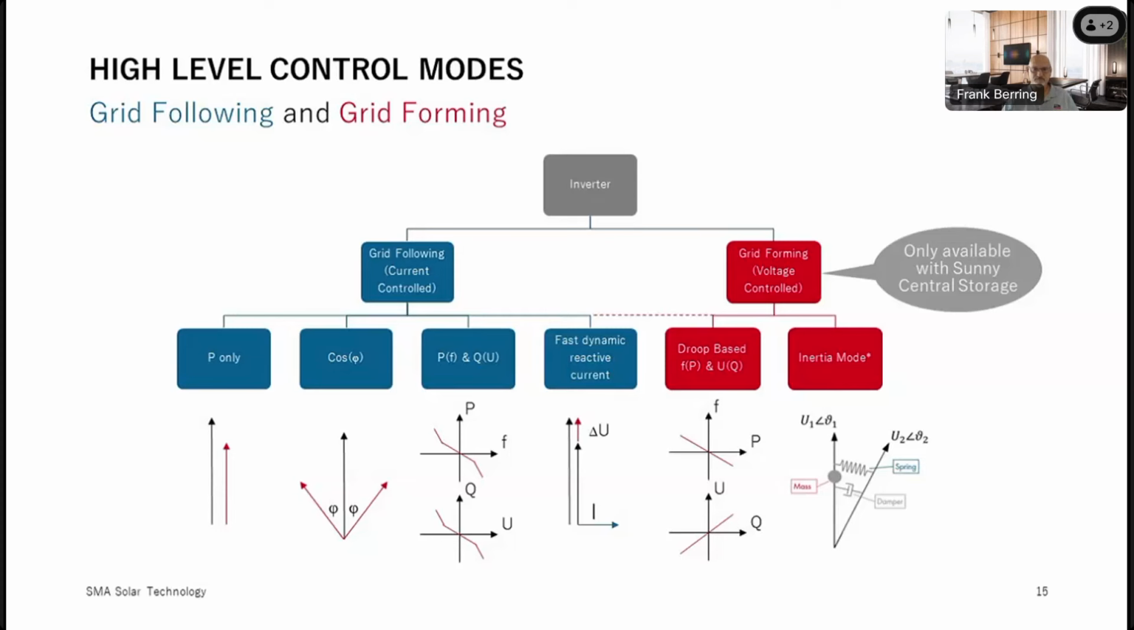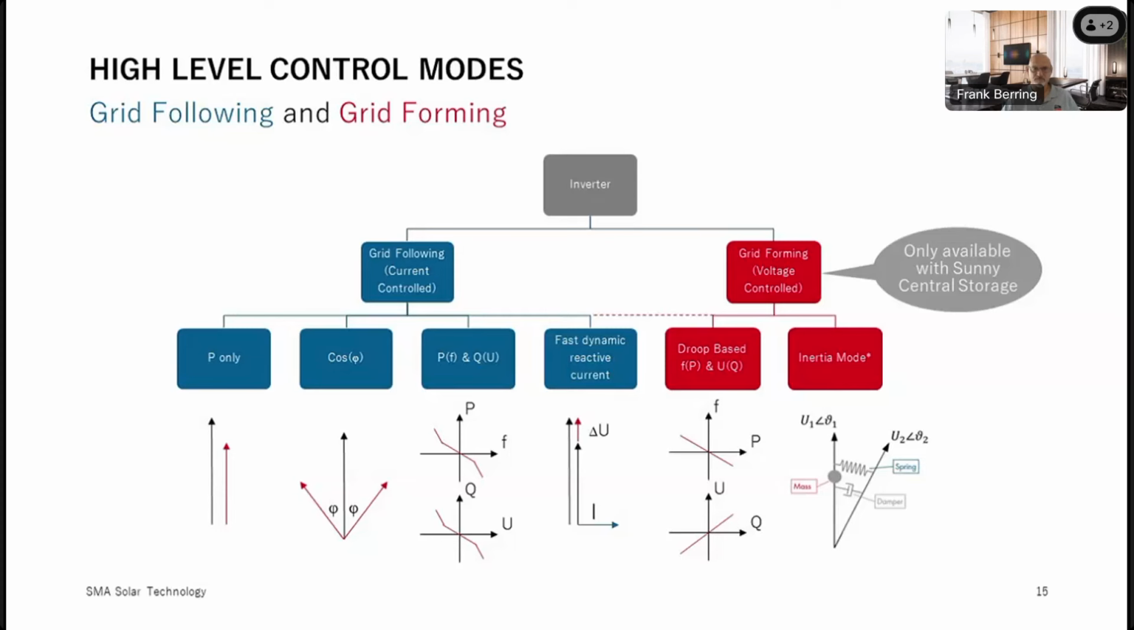What I want to highlight here is that industry-wide, the name for inertia mode is VSM mode, and there's lots to read about this in the literature. We don't call it like this. We sometimes give it an explanation in brackets that it's similar to VSM, but this inertia mode is really an SMA developed mode, which is unique in our firmware, right?